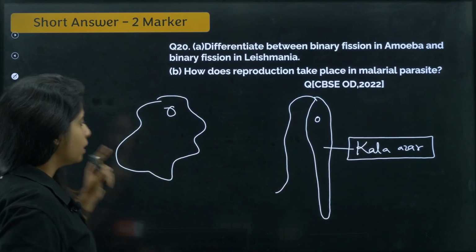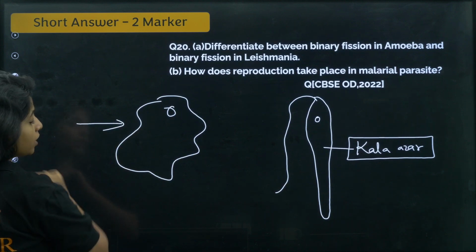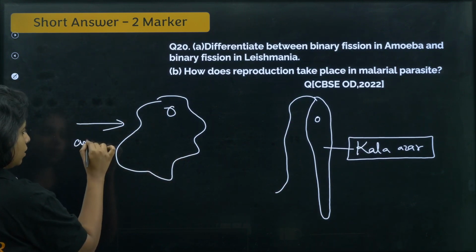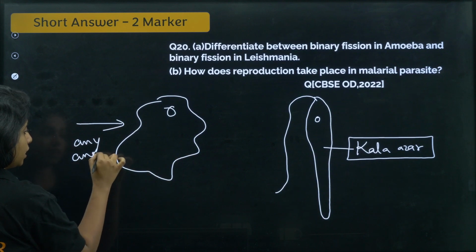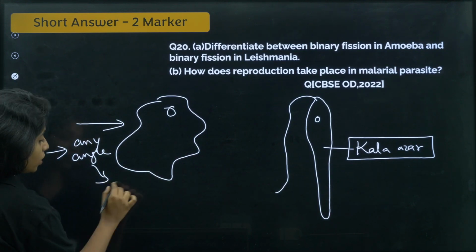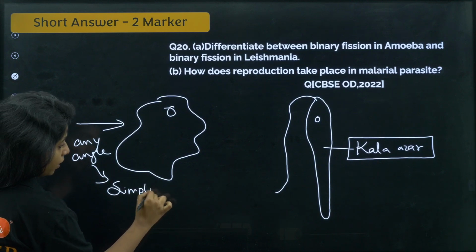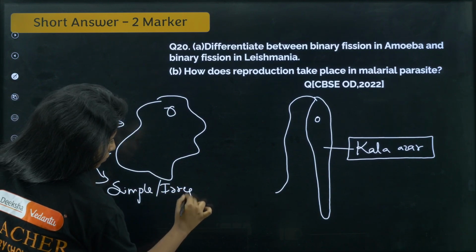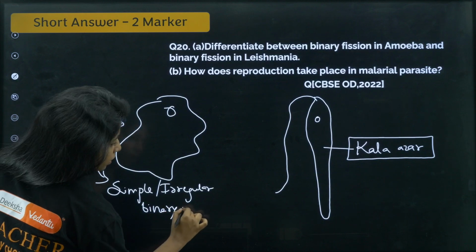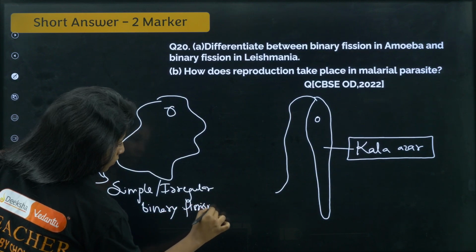Okay, that is the thing. But what is the difference? First difference is that in the case of amoeba, they can undergo binary fission through any angle. You also call this simple or irregular binary fission.